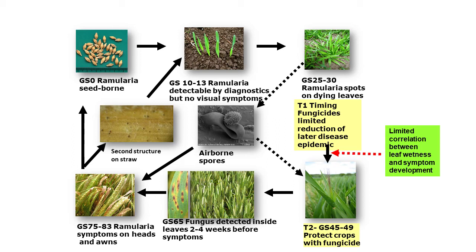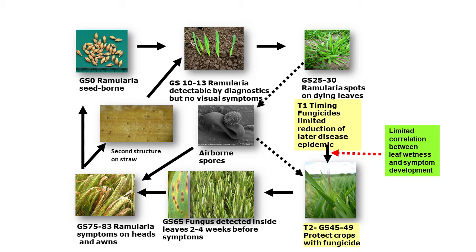Occasionally you can see some spots on dying leaves of winter barley crops. As the crop grows, the fungus is moving asymptomatically inside the plant. Eventually the plant reaches a heading stage and flowering, and it's after the flowering, around about growth stage 72 onwards, that we actually start to see the symptoms of Ramularia in the leaf.